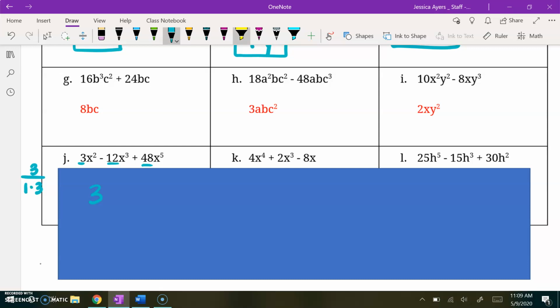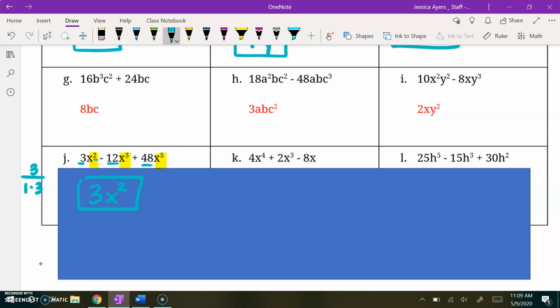Then we look at the variables. So we have an x squared, we have an x cubed, and an x to the 5th. We take the one with the smallest exponent, which is x squared, so we pull out an x squared. Because we know that there are 2 x's within 3 x's and 2 x's within 5 x's. So our GCF is just 3x squared.